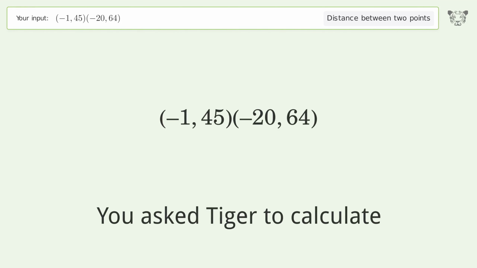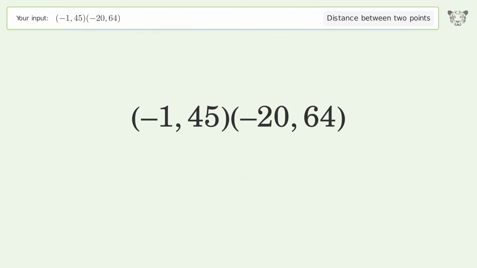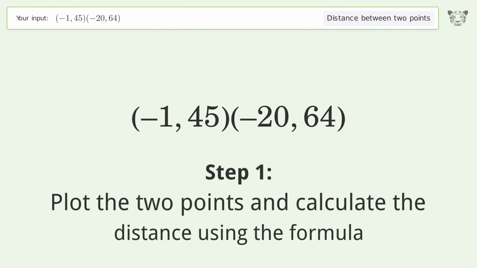You ask Tiger to calculate. This deals with the distance between 2 points. The distance between the 2 points is the square root of 722, or 26.87. Let's solve it step by step. Plot the 2 points and calculate the distance using the formula.